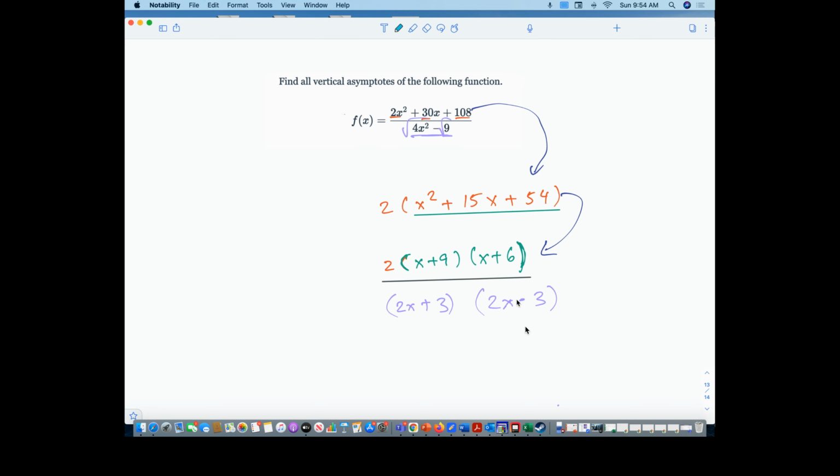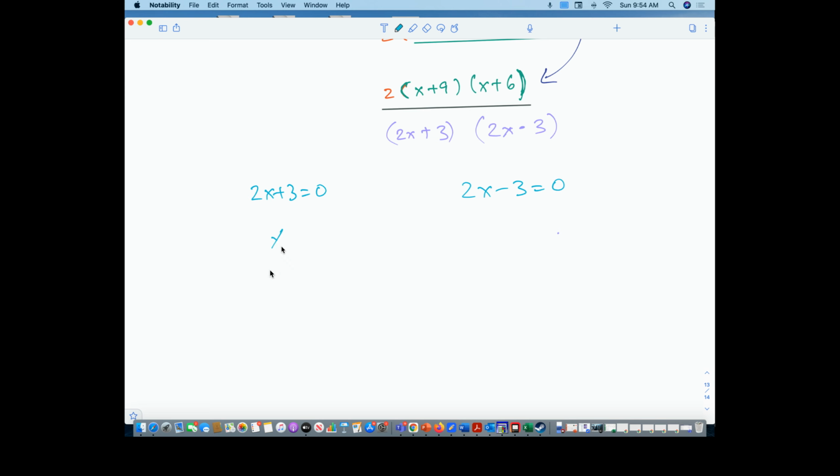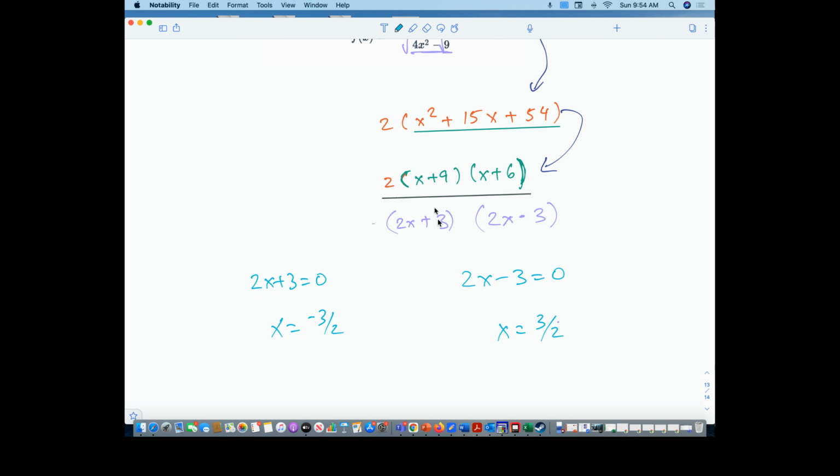We don't have any holes, so that just means the denominator is going to give my vertical asymptotes. So we can say 2x plus 3 equals 0, and 2x minus 3 equals 0. And those would be where the asymptotes are, so x equals negative 3 over 2, and x equals 3 over 2. Okay, so essentially if you have a hole, then it divides out and you get 0 over 0. We have a vertical asymptote when the denominator is 0. And those are our two vertical asymptotes.